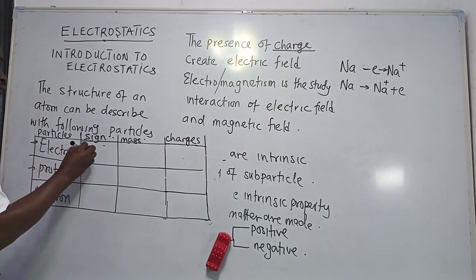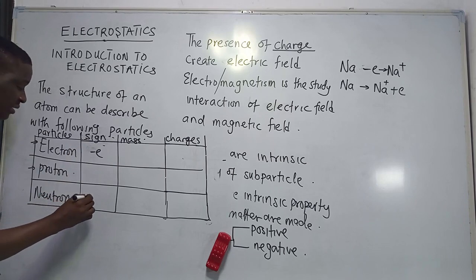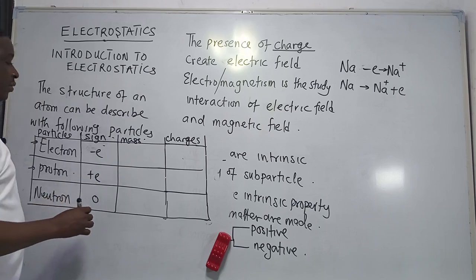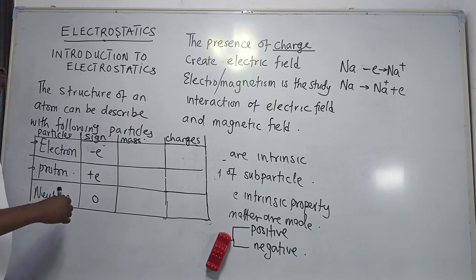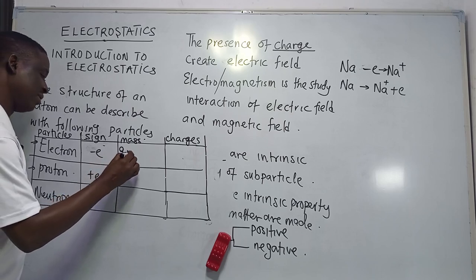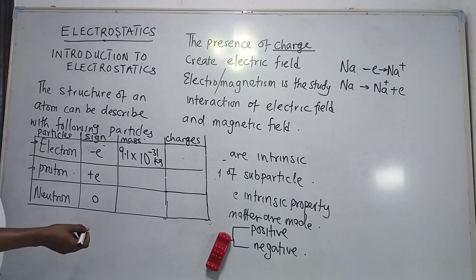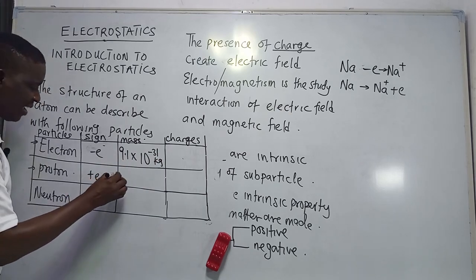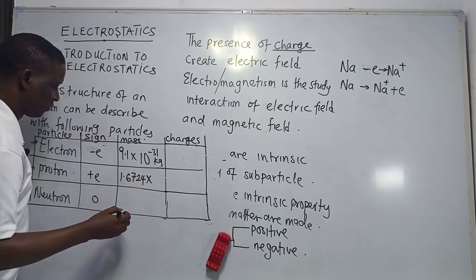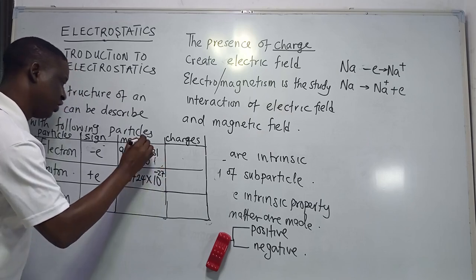Now, this particular one is minus e. This one has zero charge. Then this one is plus e. So that means the sign is talking about the charge. Then the mass of the electron is 9.1 times 10 raised to power minus 31 kg, although these are constant parameters which will be given. The mass of proton is 1.6724 times 10 raised to power minus 27 kg.